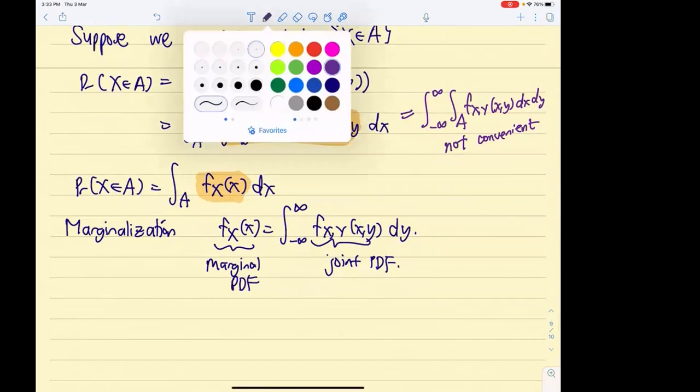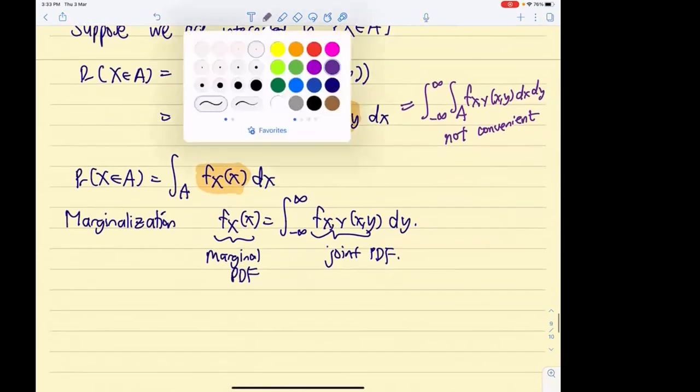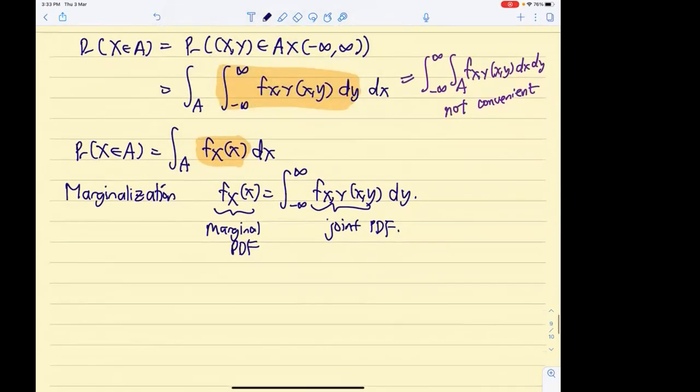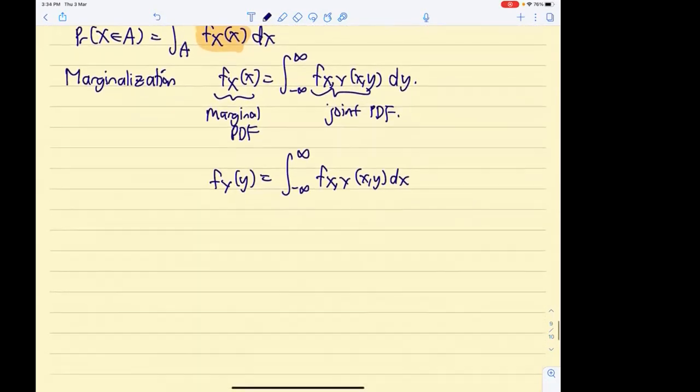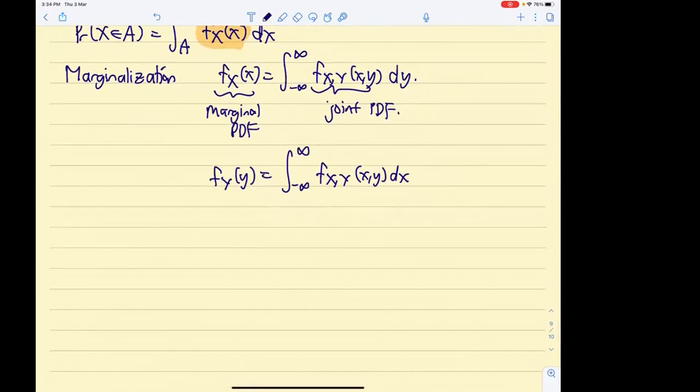So in a completely analogous way, this is the marginalization to get x. We can marginalize to get y as well. f_Y(y) is equal to the integral from minus infinity to infinity of f_XY(x,y) dx. Okay. So there's the marginalization to get the marginal PDFs both ways.